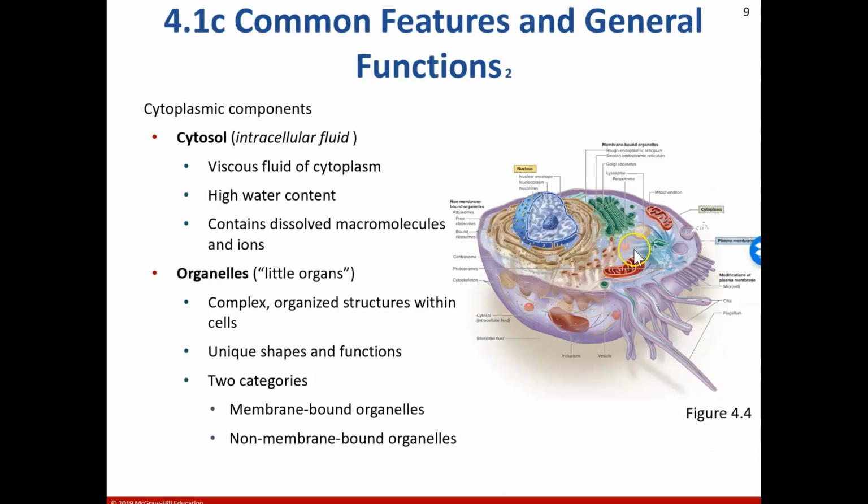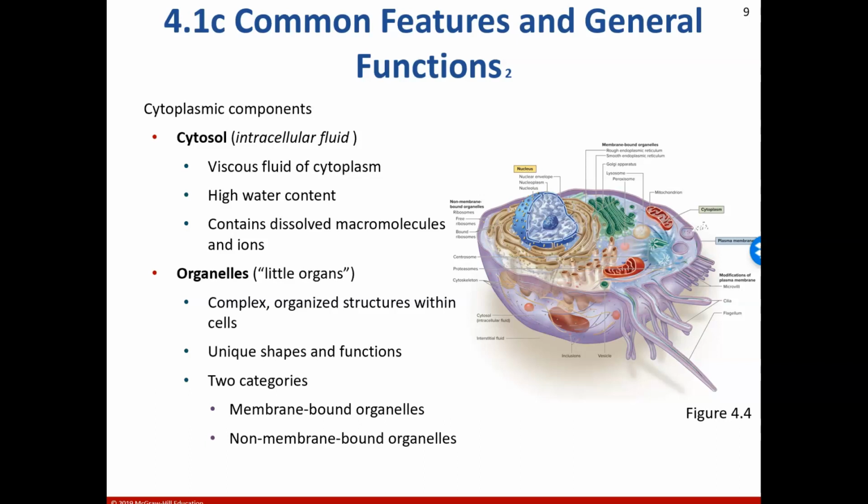Now for the cytosol. We said that that was the fluid portion in here in which we are suspending our organelles. We have a high water content in here, and it can also contain dissolved macromolecules such as glucose or proteins and ions. Now I mentioned that in our cytosol we are going to have our organelles, and our organelles really mean little organs. Each of these are complex and organized structures that have unique shapes and functions, and we can classify them into two categories.